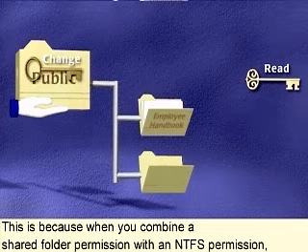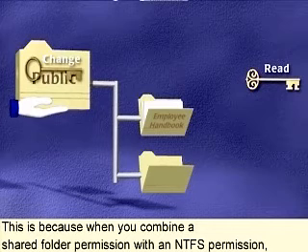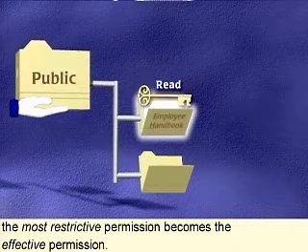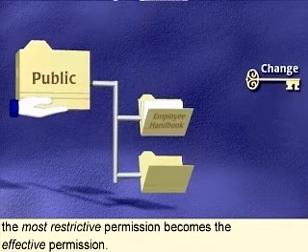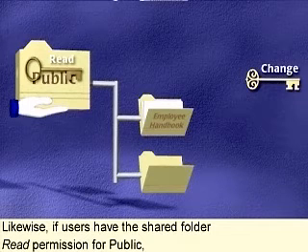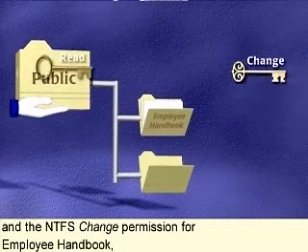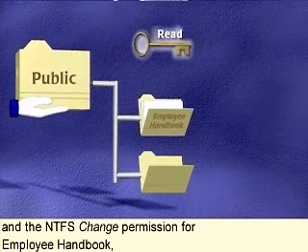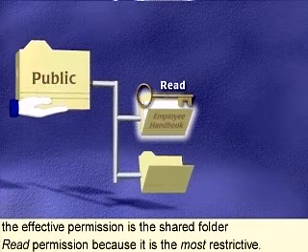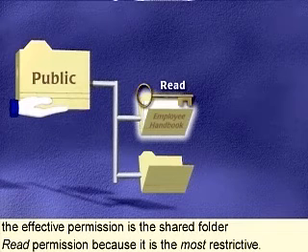This is because when you combine a shared folder permission with an NTFS permission, the most restrictive permission becomes the effective permission. Likewise, if users have the shared folder read permission for public and the NTFS change permission for Employee Handbook, the effective permission is the shared folder read permission because it's the most restrictive.